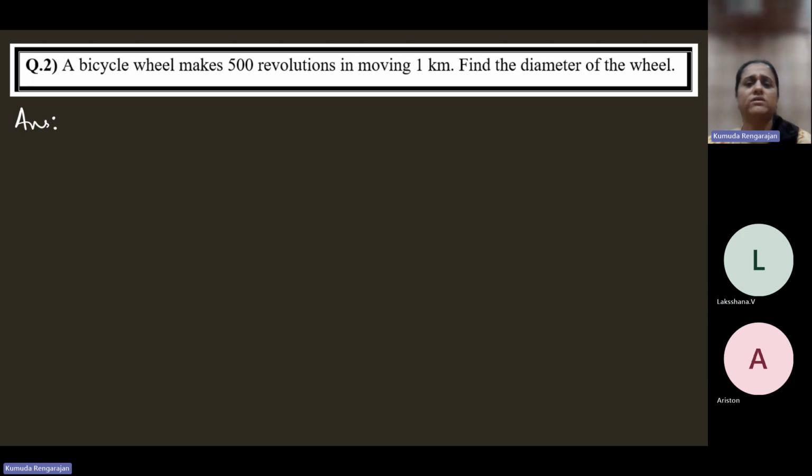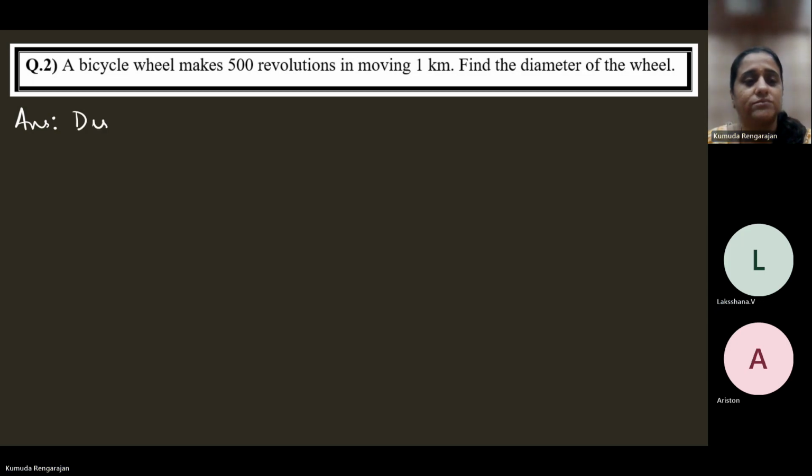Yeah, we can do that also. The thing is, the value will not be understandable. For the value to be understandable, you'll have to have it in smaller units. That's all it is. We'll keep it as 1 kilometer and do it. Tell me the formula.